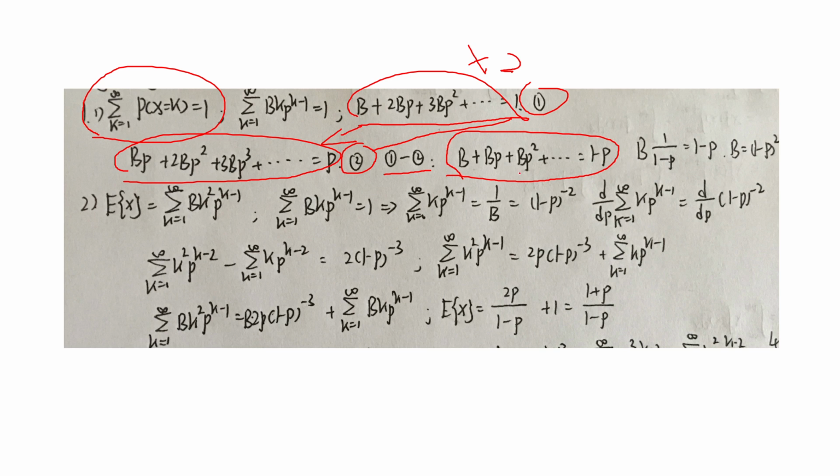The left side of the equation is equal to b multiplied by 1 divided by 1 minus p, and the right part is 1 minus p, so we can easily get the answer: b equals the square of 1 minus p.